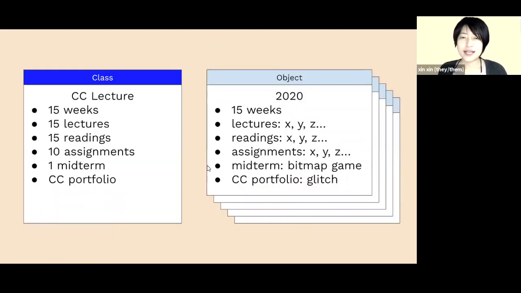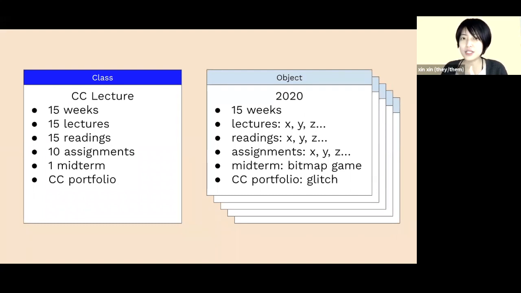Inside a class, there are something called attributes. So I might create and customize the attribute for CC lecture by saying, hey, no matter what, the blueprint of the CC lecture is going to have 15 weeks. It's going to contain 15 lectures. It's going to have 15 readings. It's going to have 10 assignments, 1 midterm, and everybody's going to make a CC portfolio.